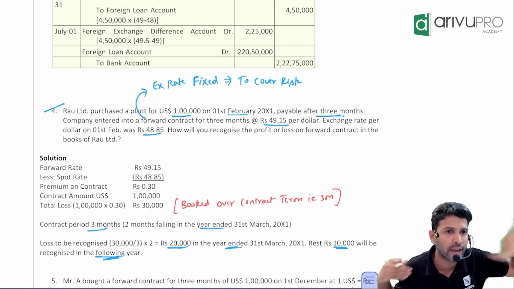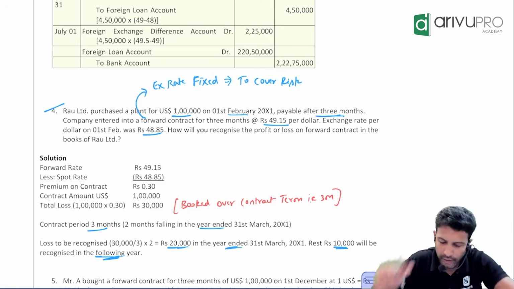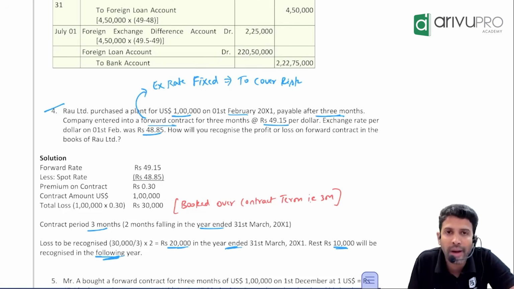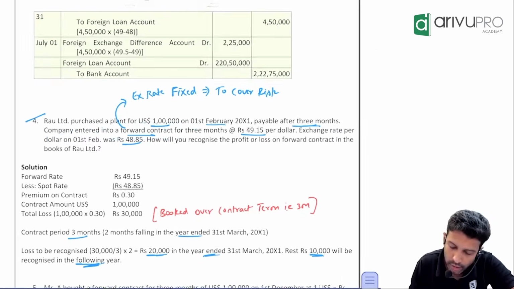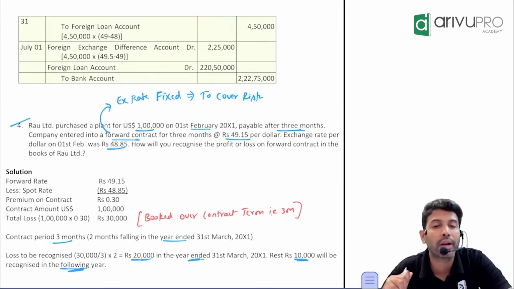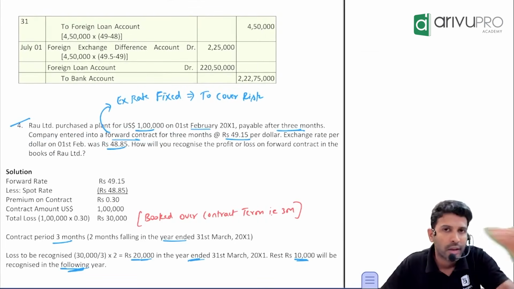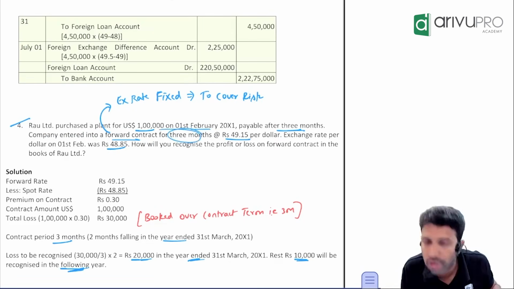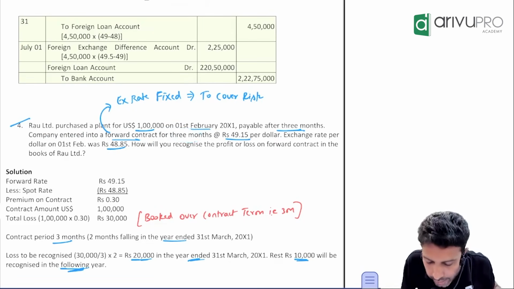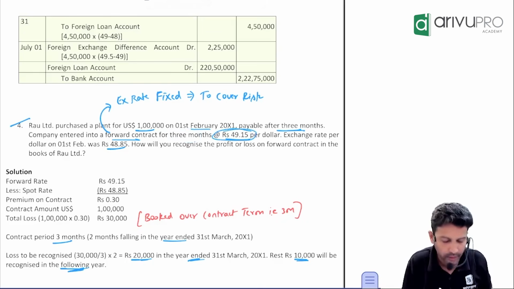Do we want that headache or not? We don't want it. The company enters into a contract to avoid that headache. What will the company do? They enter into a forward contract. How many months forward contract will the company enter here? If you have to pay the vendor after 3 months, you will enter into a forward contract also for 3 months.